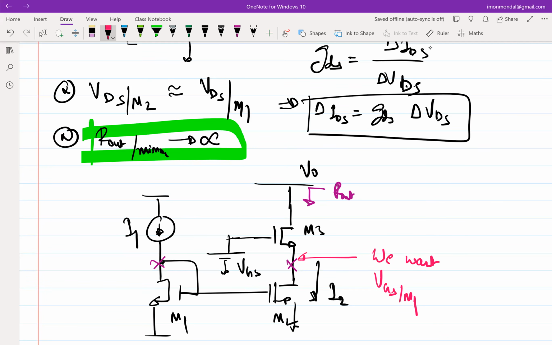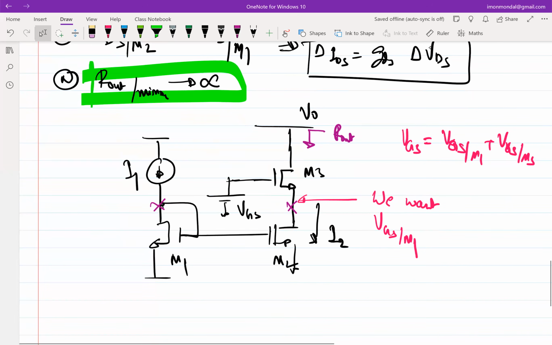So if we want this to be VGS of M1, what should VG3 be for proper biasing? Assume all transistors are identical. Need not be, but assume all of them are identical. Right. So essentially, VG3 should be VGS of M1 plus VGS of M3. And if everything is identical, this battery should be 2 VGS of M1. Correct? Do you agree? Okay, that's good.